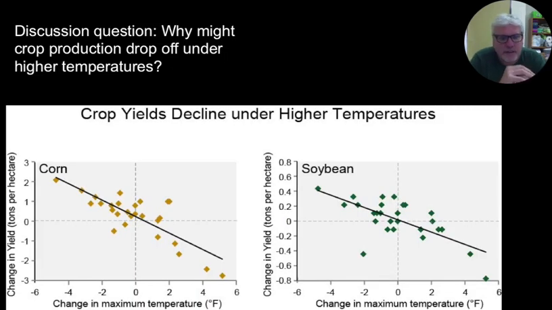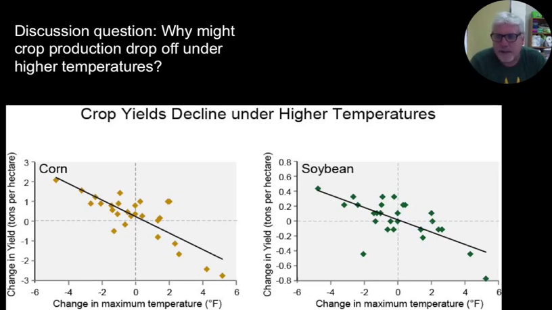Okay, here's an interesting slide that shows crop yields. So these are corn and soybean, and our graph moving from left to right in both cases shows a production of corn that was at 2 tons per hectare. Hectare is 100 meters by 100 meters. And our corn production was pretty good. As the temperature rose, however, the corn production dropped off. You can see the same thing happening with soybean, although it's not quite as dramatic a drop. Soybean production dropped as well as the temperature increased.